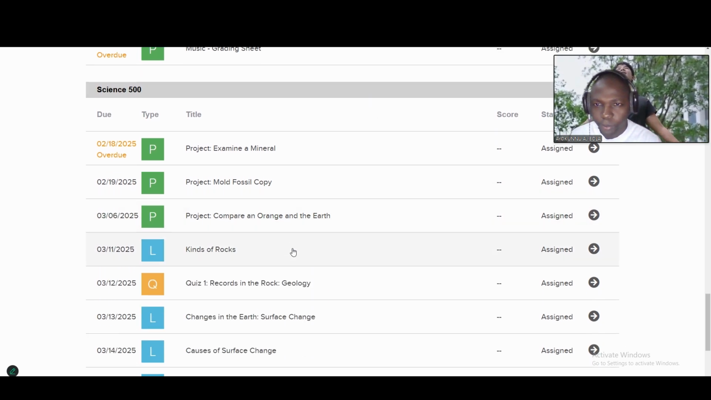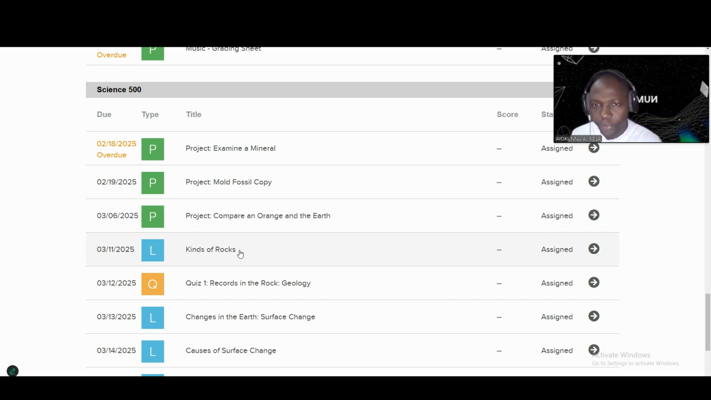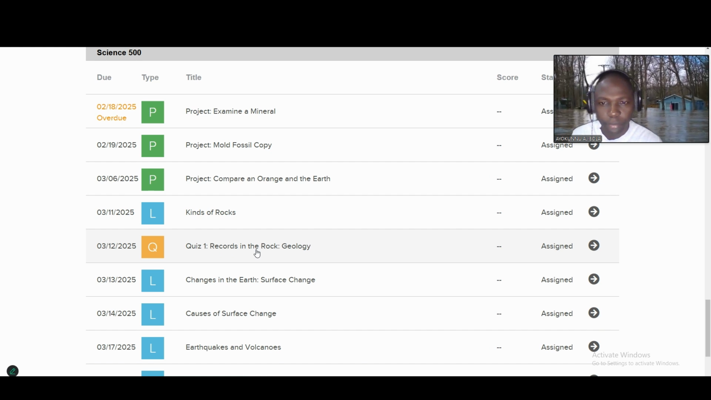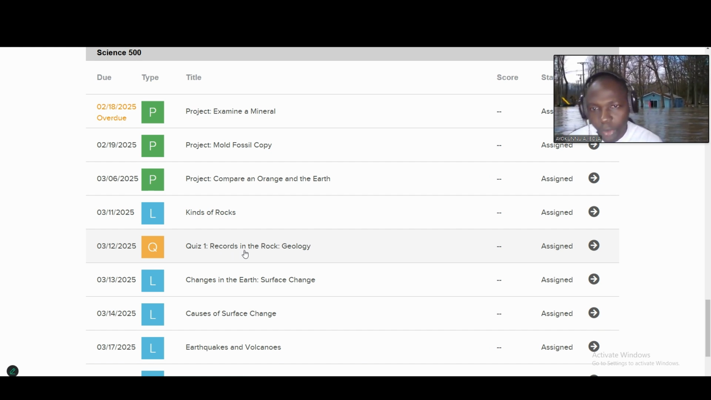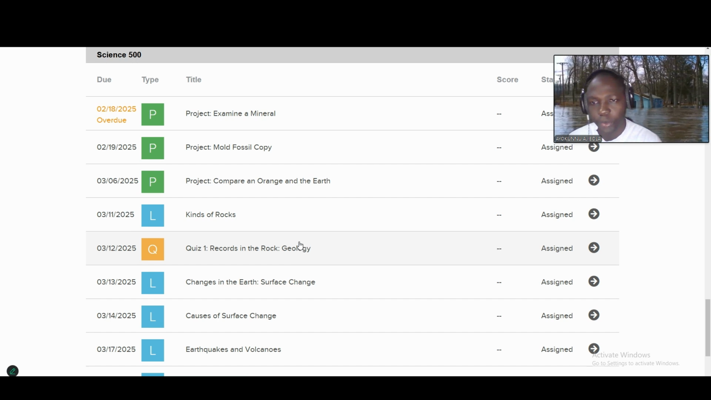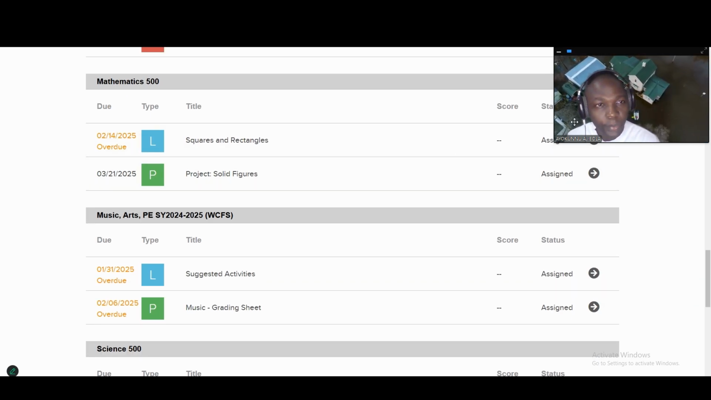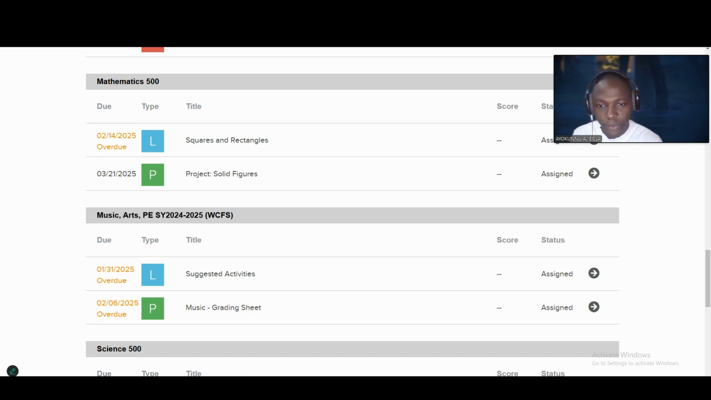I will be looking at the kinds of rocks today and a quiz on records in the rock, which is geology. Then we might have time to look at squares and rectangles. So stay tuned there as we continue shortly.